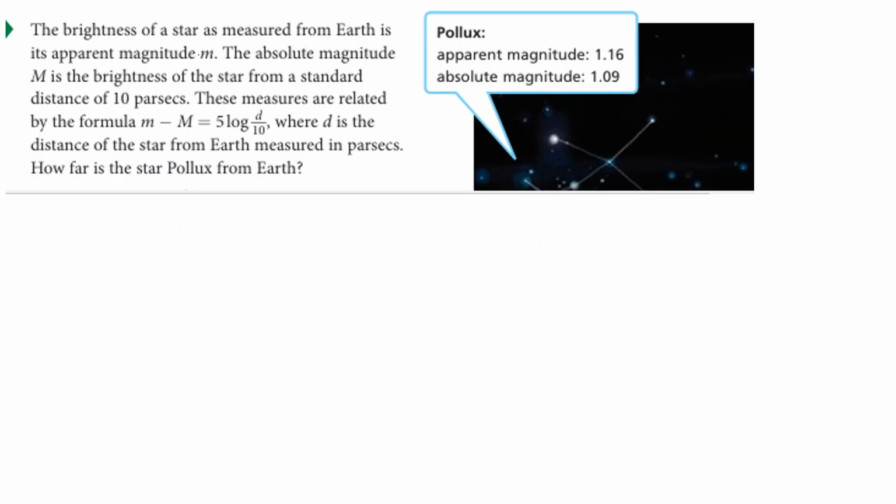Next question, the brightness of a star as measured from Earth is apparent magnitude small m. The absolute magnitude capital M is the brightness of the star from the standard distance of 10 parsecs. The measures are related by the formula small m minus capital M equals 5 log of d by 10. You have to find the distance of the star from the earth.